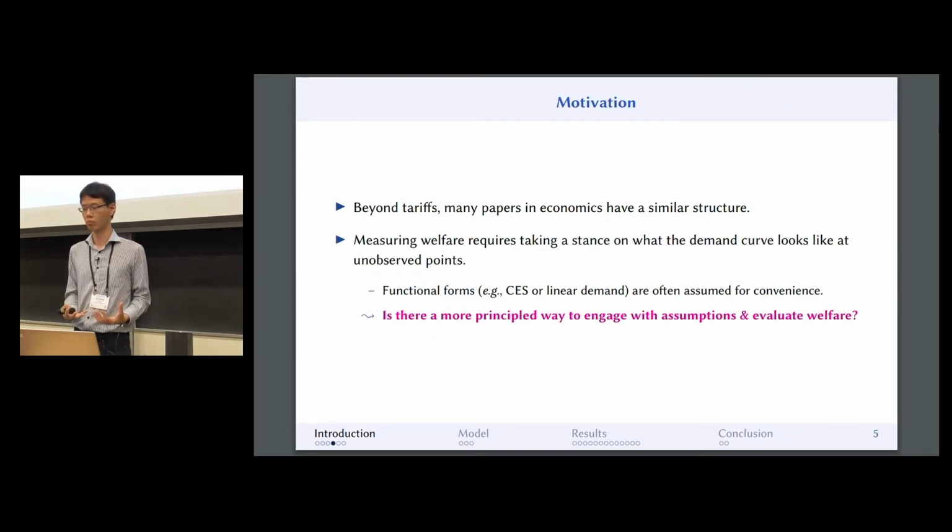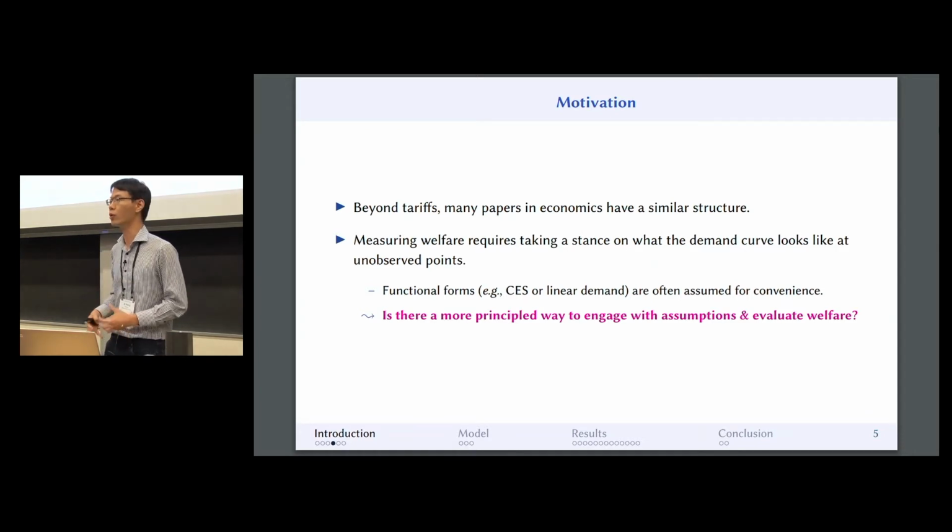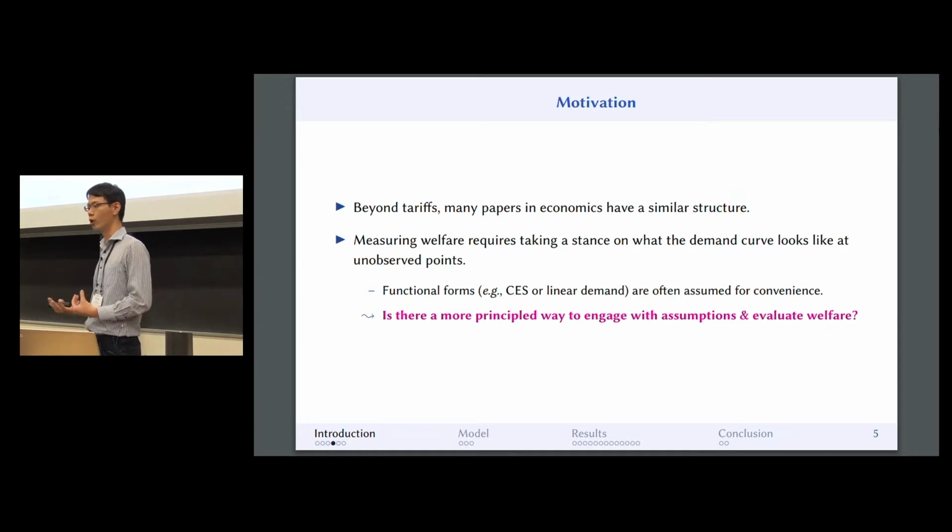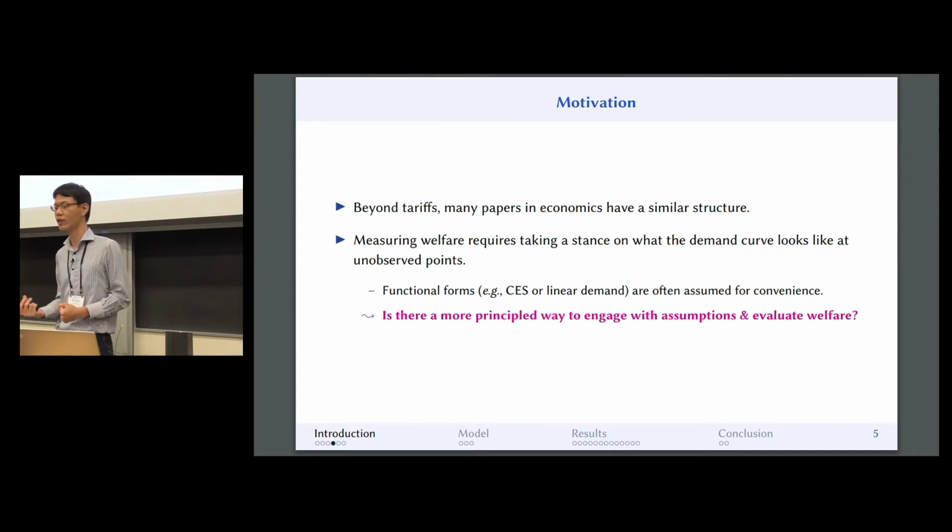Beyond just this example of tariffs, many papers in economics have a similar structure. And our point here in this paper is that measuring welfare requires taking a stance on what the demand curve looks like at unobserved points. Right? So often we assume functional forms, such as a linear demand curve in the previous slide, just for the sake of convenience. But in this paper, we really want to engage researchers. We want to challenge researchers by asking whether there's a more principled way to engage with assumptions and to evaluate the change in welfare.